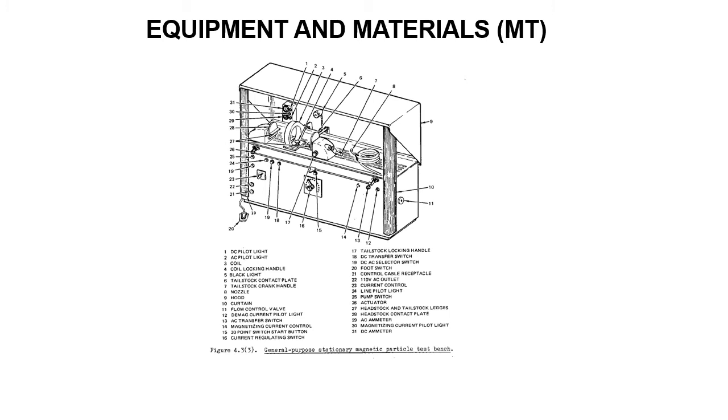It's a magnet. You're magnetizing a part. You're putting some magnetic powder on it to see if there's going to be anomalies show up. Sometimes you have a black light because it's a fluorescent. You're using fluorescent powders, but this is a general purpose stationary magnetic particle test bench. You're not using a yoke.